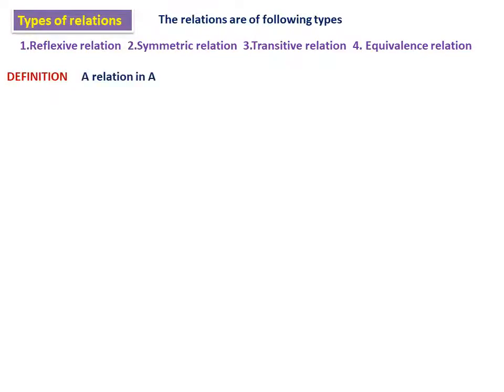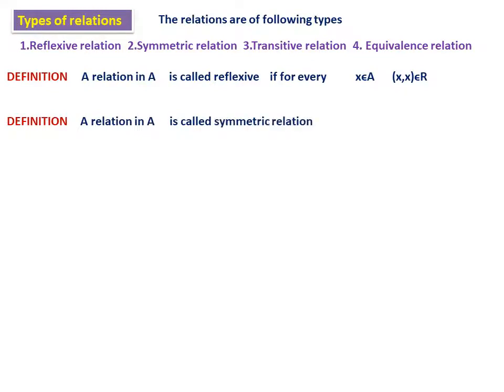The first one is reflexive relation. A relation in A is called reflexive if for every x belonging to A, (x, x) belongs to R. This is the definition of reflexive. Similarly, a relation in A is called symmetric relation if (x, y) belongs to R implies (y, x) belongs to R. This is the definition of symmetric.